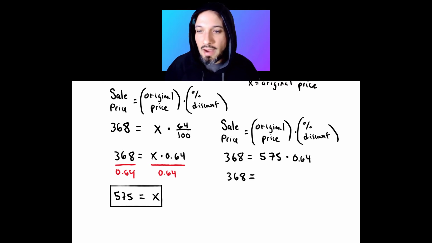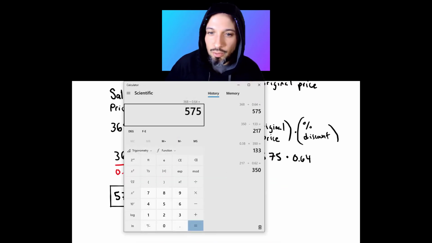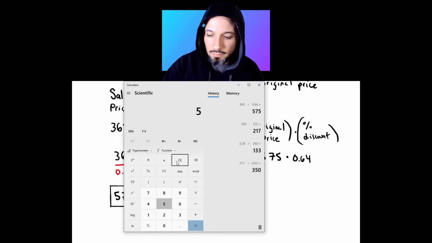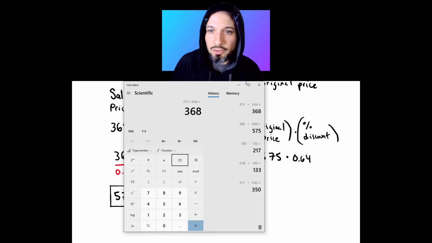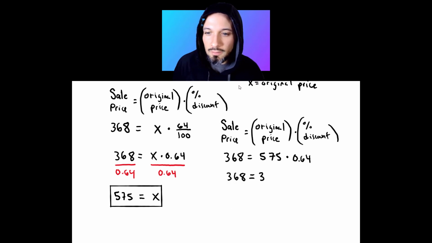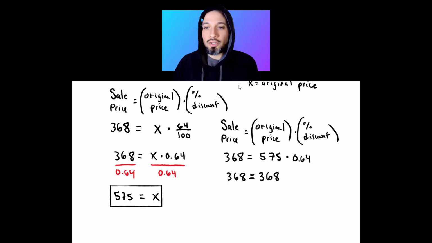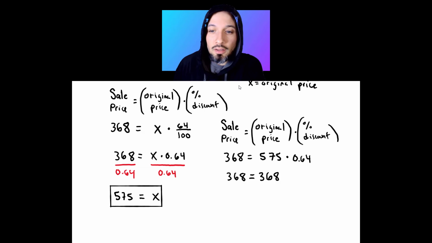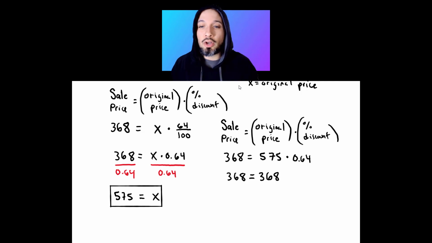Now I simplify the right side. When I multiply 575 times 0.64, let's see what we get. 575 times 0.64, and we get 368. Therefore, you can see that 64% of the original price, which in this case is $575, does come out to give you the sale price of $368. So that's all you have to do for this problem.